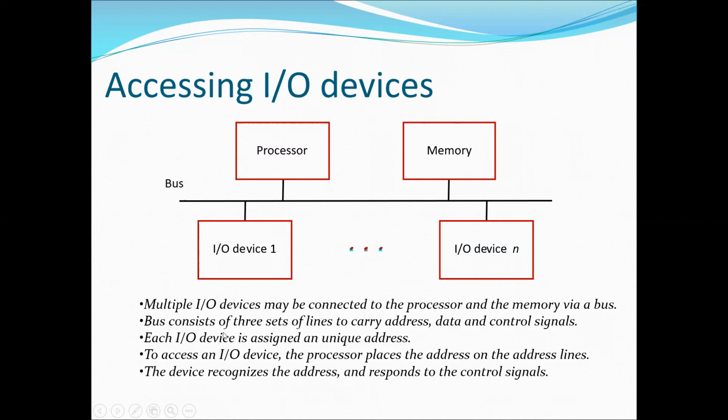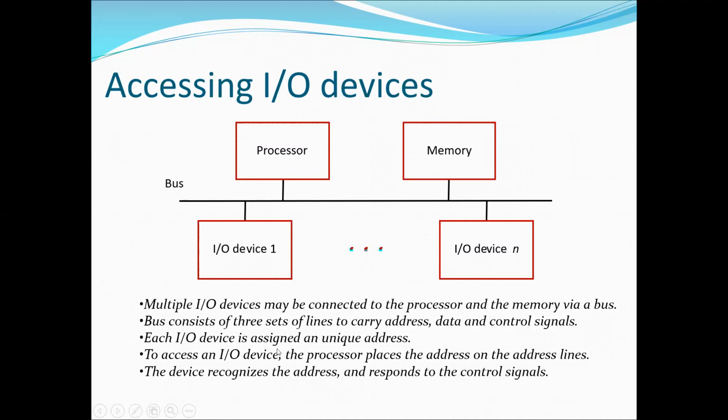The bus consists of 3 sets of lines to carry address, data and control signals. The single line that you see over here is actually 3 lines: one address line, data and control. So we have the address bus, data bus and control bus.